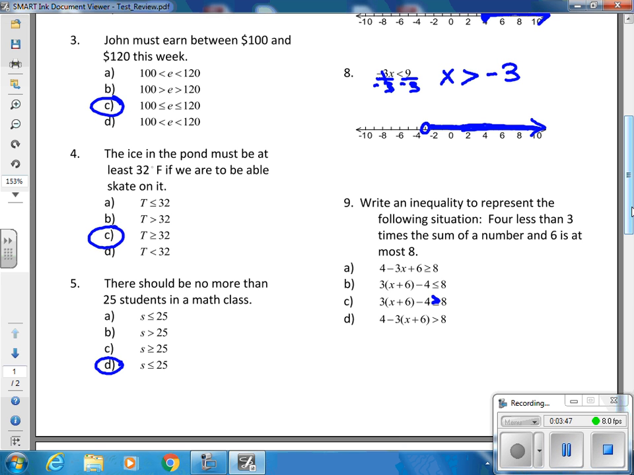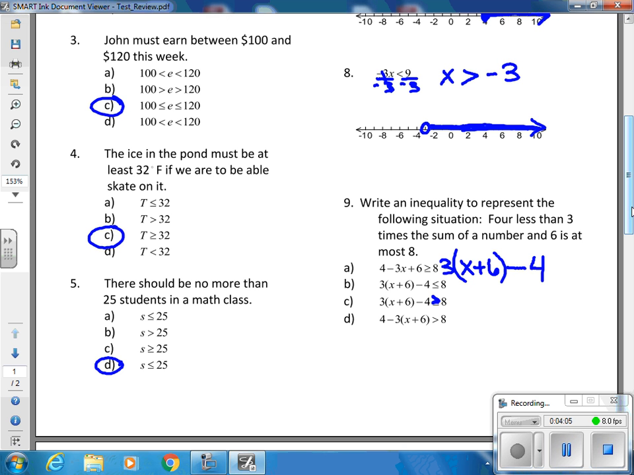You see the phrase less than, which means you have to have a minus sign. 4 is less than that, so remember to flip-flop your pieces. 4 is going to go behind the minus sign. And then 3 times the sum of a number and 6. Well, the sum of a number and 6 is x plus 6. And when we take that and multiply it by 3, this is the piece we look at.